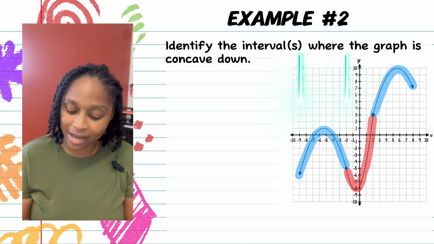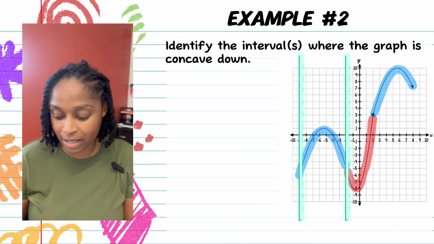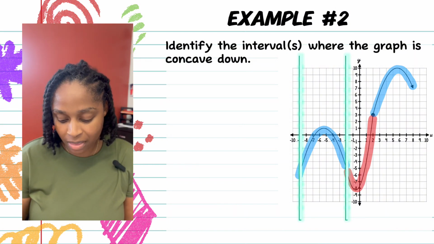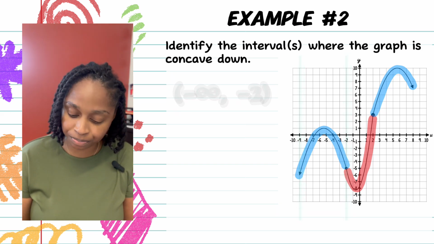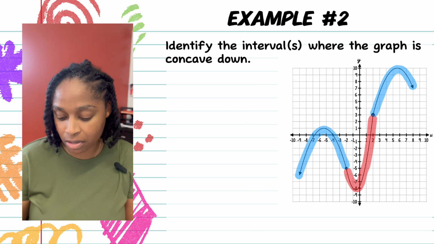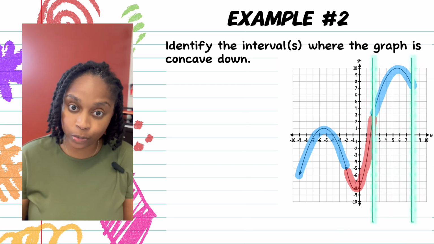Let's start with that first section towards the left. I see that I'm intersecting with an arrow, so I know that's starting at negative infinity, and then it's going to end at -2. That's my first concave down section. And then the last section where it's concave down starts at 2. I see that at the end it has an arrow, which means it's going to be going to infinity.